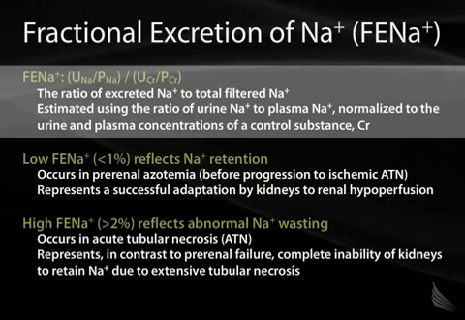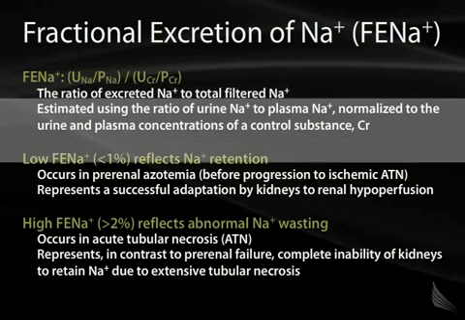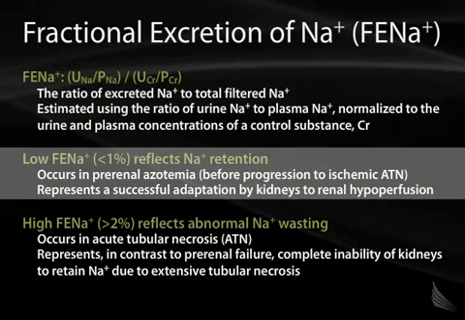Because the urine sodium is low in relation to the plasma sodium, as well as in relation to the urine creatinine, the FeNa becomes a very low number. The low FeNa reflects increased aldosterone activity and increased sodium retention. This occurs in pre-renal azotemia and represents a successful adaptation of the kidneys to renal hypoperfusion.